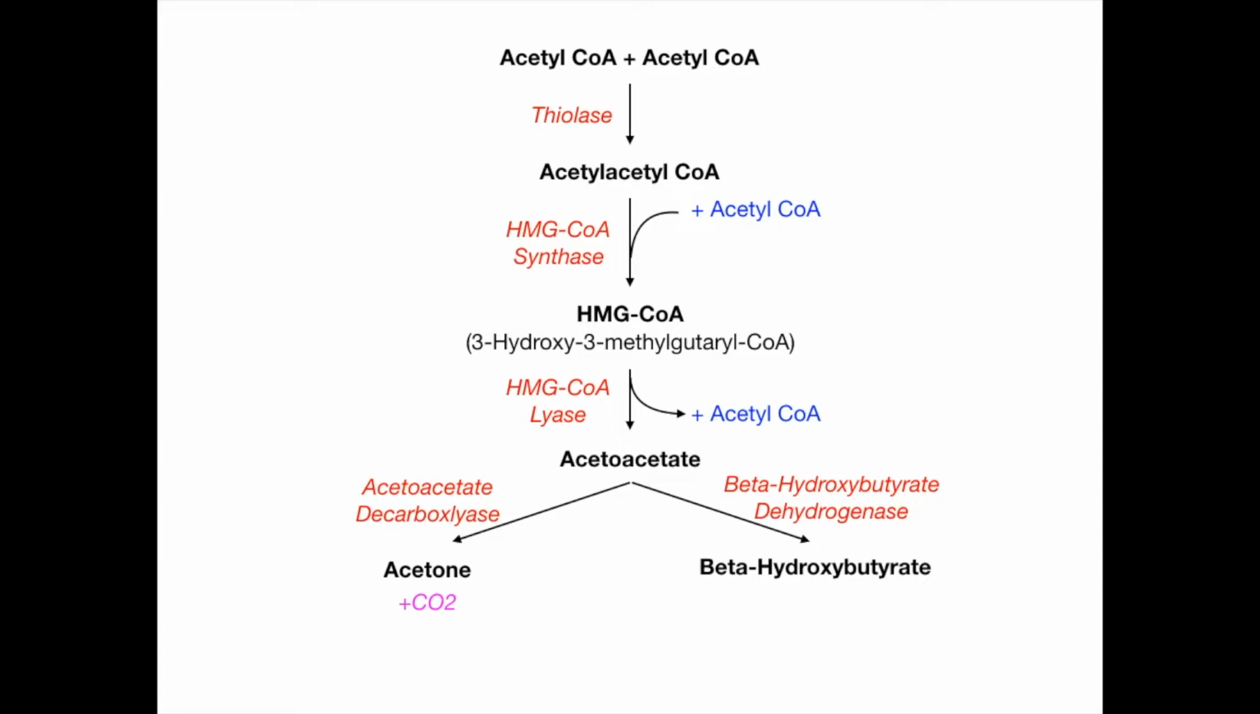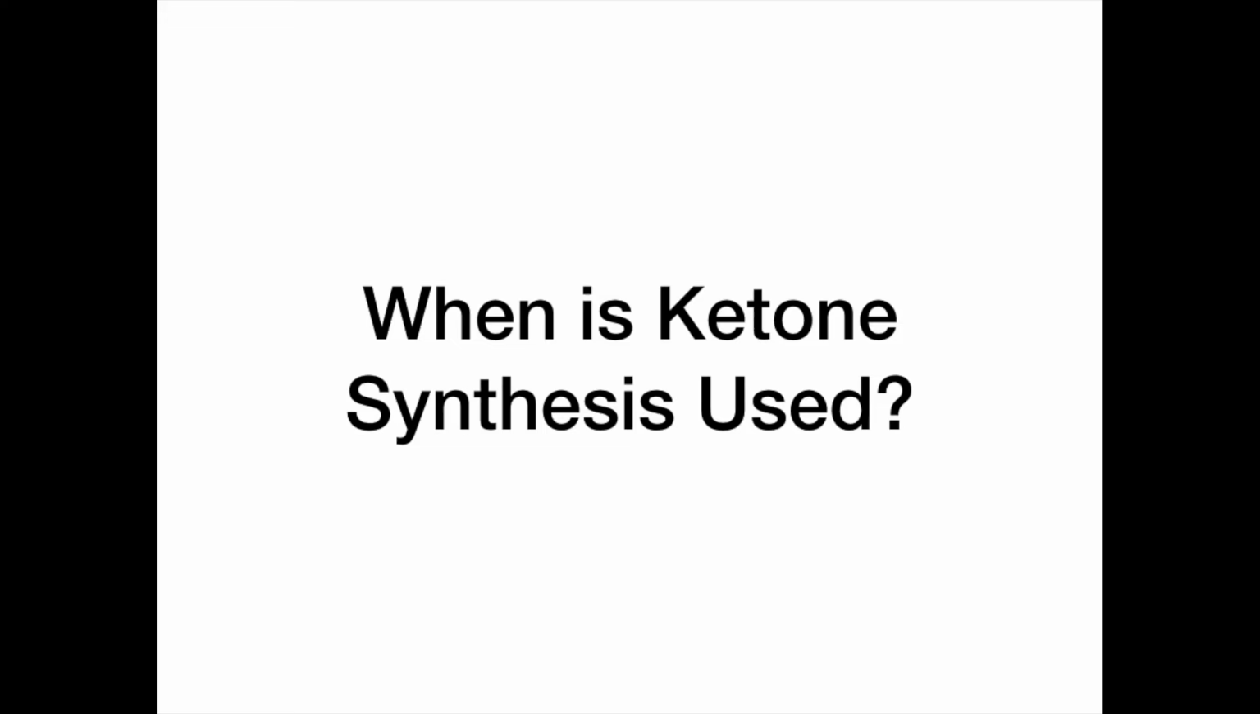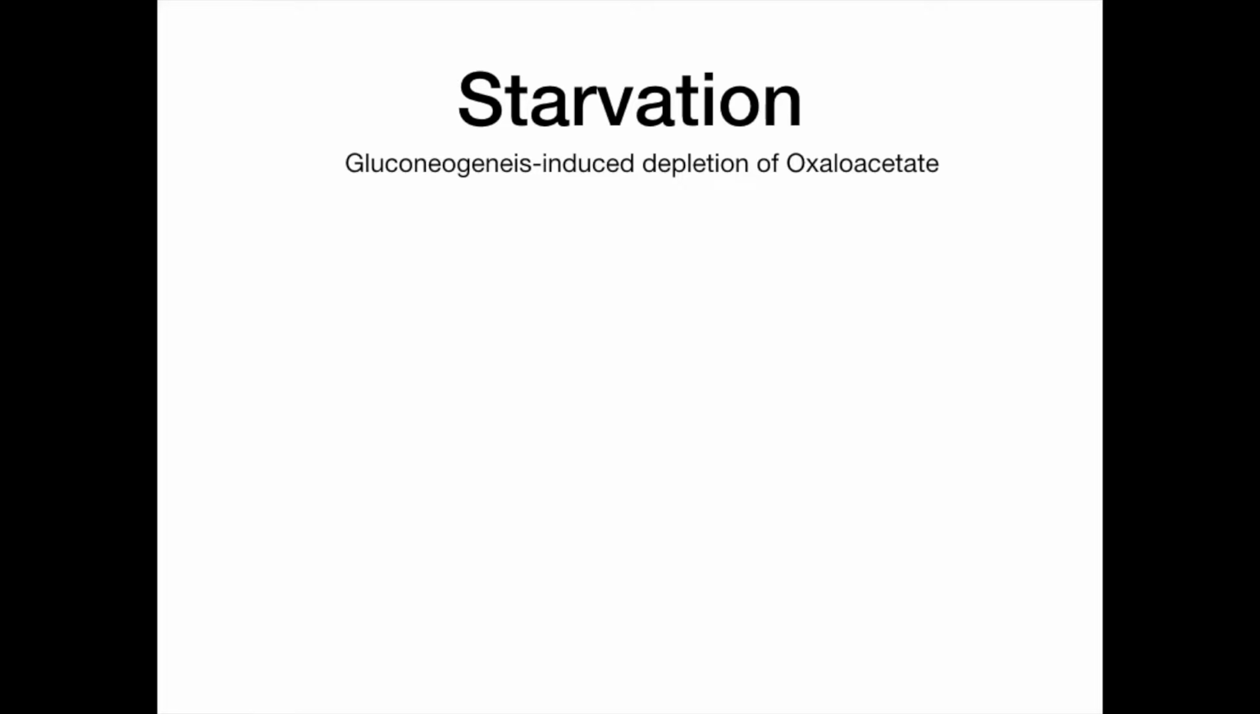So the next thing that we need to talk about, which is an extremely, extremely important and high yield discussion, is when is ketone synthesis used, right? Under what conditions will the body want to form ketones? The first one is starvation. And the pathophysiology here is gluconeogenesis-induced depletion of oxaloacetate.